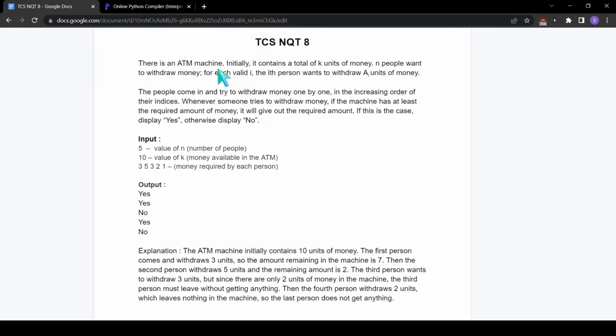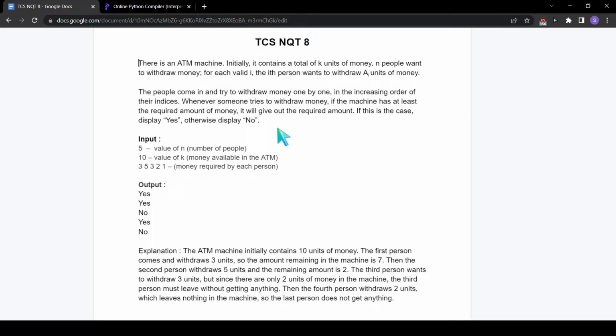There is an ATM machine. Initially, it contains a total of k units of money. N people want to withdraw money. For each valid i, the ith person wants to withdraw Ai units of money. The people come in and try to withdraw money one by one in the increasing order of their indices. Whenever someone tries to withdraw money, if the machine has at least the required amount of money, it will give out the required amount. If this is the case, display yes, otherwise display no.